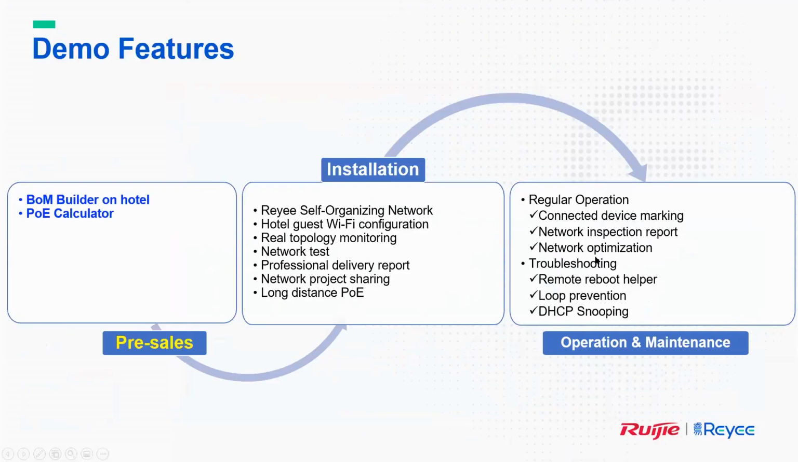So in summary, we have 15 features for 3 phases of a project. For pre-sale, we have POM builder and POE calculator. For installation, we have SON, scenario-based configuration, real topology, network test, handover report, network sharing, and long distance POE. For operation and maintenance, we have device marking, network inspection, network optimization, remote reboot helper, loop prevention, and DHCP snooping.